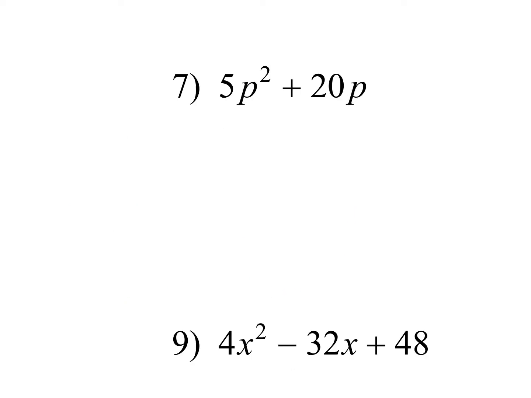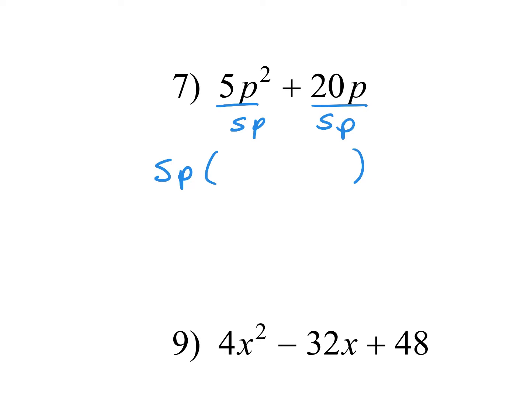Sophia, do I have a greatest common factor I could take out here? What is it? 5. And do I have any p's in common? Yes. How many? 1p. So they both have at least 1p. So I'm taking out 5p. So since I'm dividing everything by 5p, I have to put that on the outside. So it has to be in my answer.